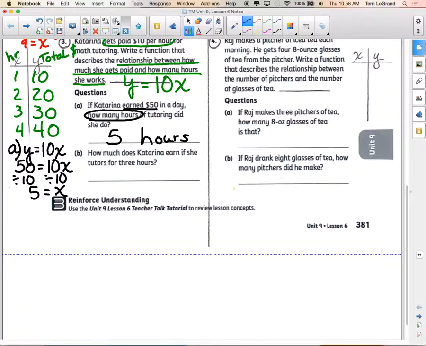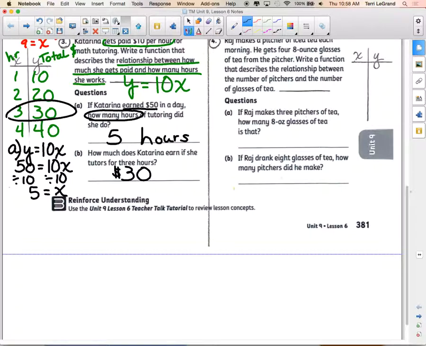Seems like a good answer, yes or no? Yeah, okay. How much does Katarina earn if she tutors for 3 hours? Class? 30. $30. That one's in our table, isn't it? We have it there. Okay, let's go graph.